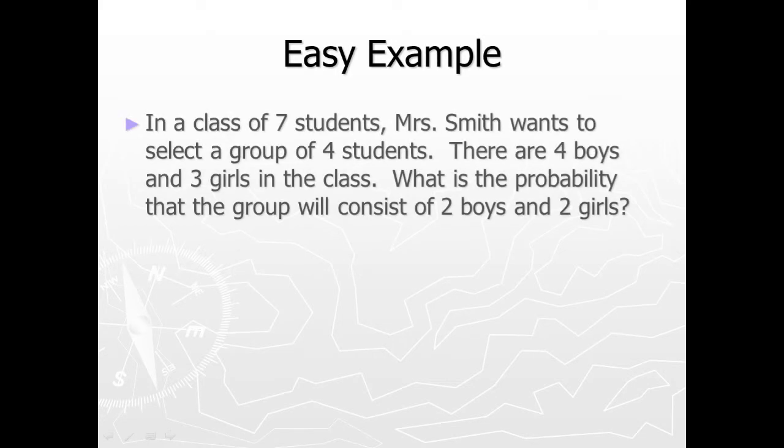Here's an easy example to start off with. In a class of 7 students, there needs to be a group selected of 4 students. There are 4 boys and 3 girls. What is the probability that the group will consist of 2 boys and 2 girls?